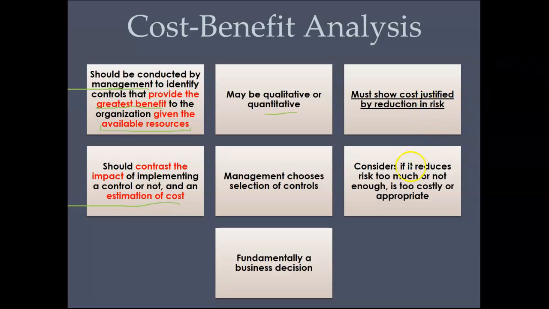So it considers if it reduces risk too much or not enough. Is it too costly or appropriate? So they decide based on how much it reduces the risk. Does it reduce the risk highly or does it not reduce the risk? Is the cost very high or is it normal, appropriate, acceptable? So this is cost-benefit analysis. After this is done, they will select the controls to be used.